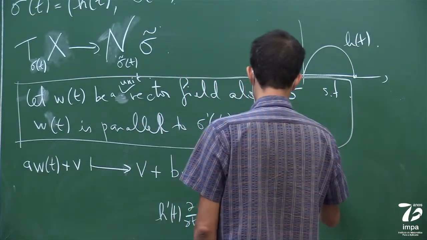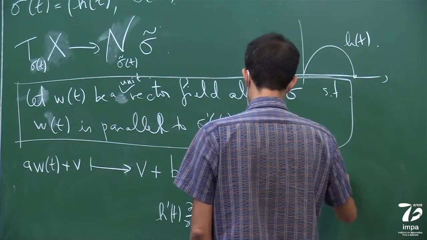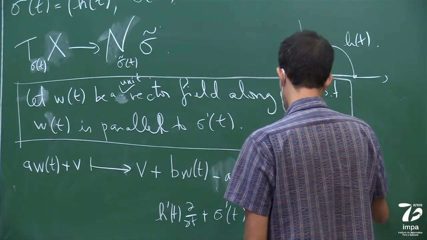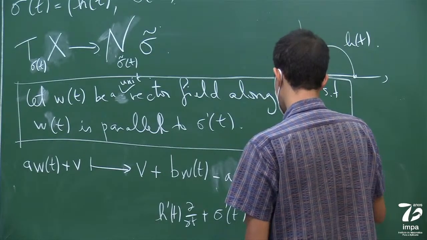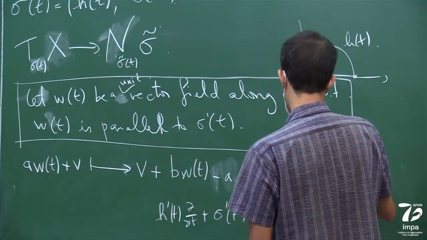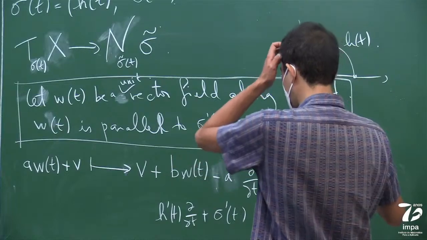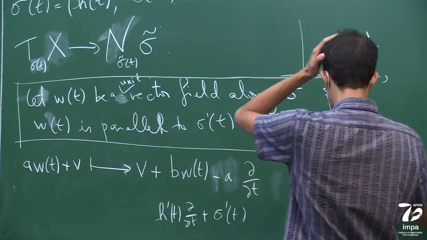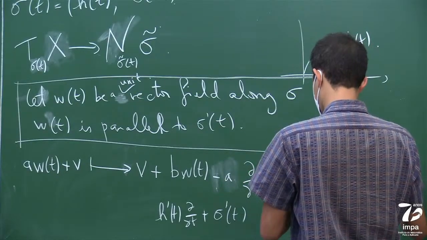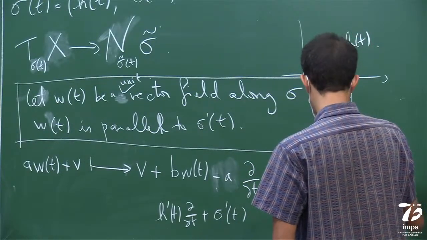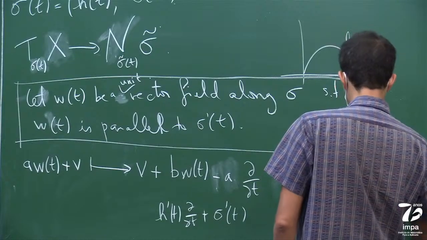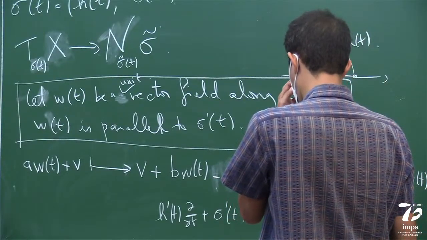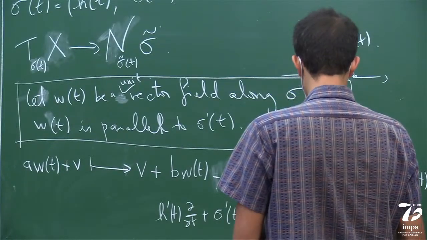So then you're going to have A times h prime, plus minus, I think that's what it is, and then plus B, and then you have sigma prime of t times W of t.